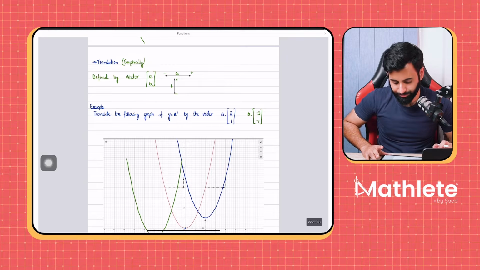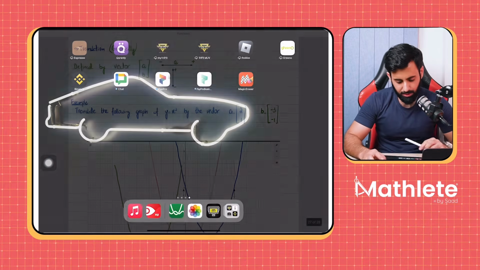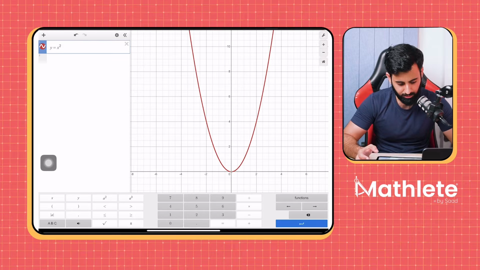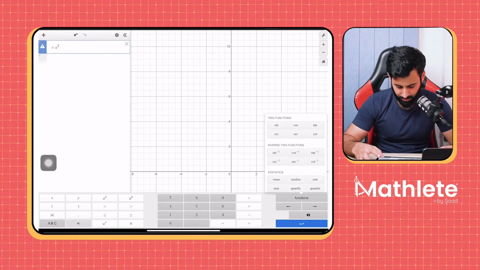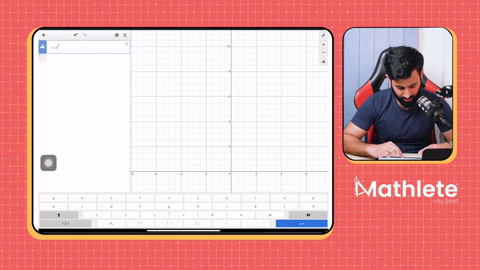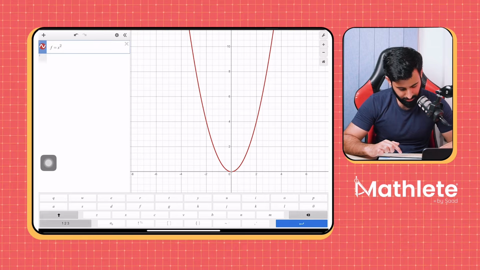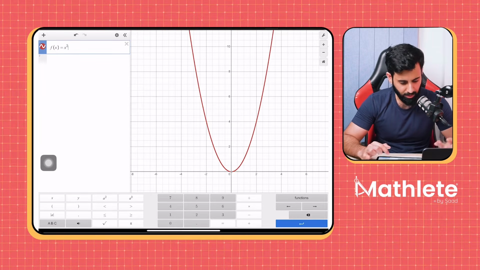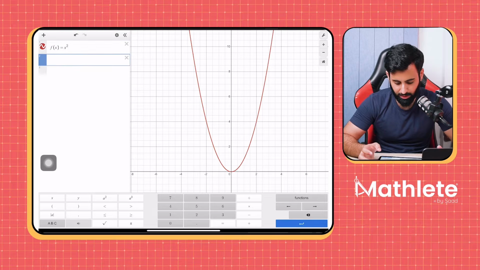Okay, great. Now, before we see what happens to the equation, let's just play around a little. So we have y equals x squared. In fact, let's write it as f of x, although it makes no difference, but let's just do it for the sake of it. So we have y equals f of x, which is x squared.